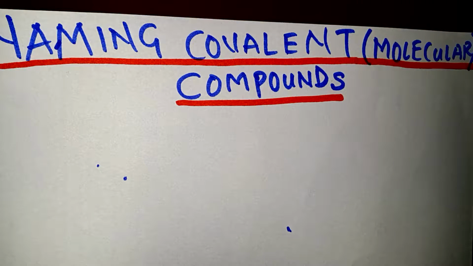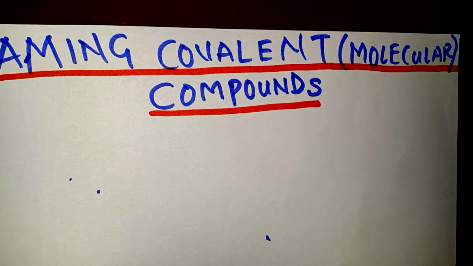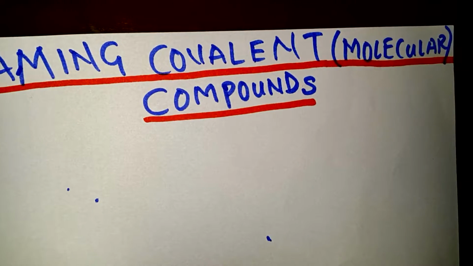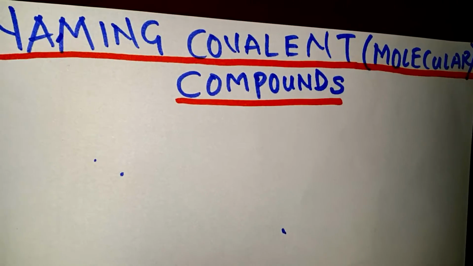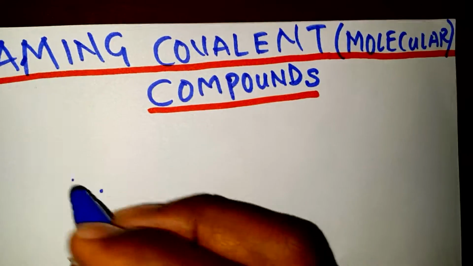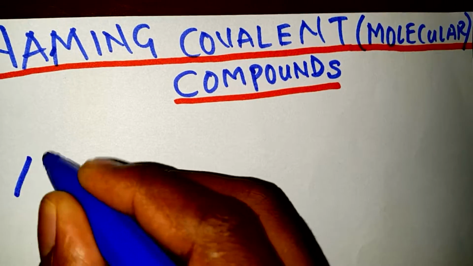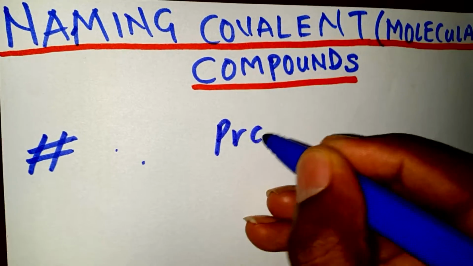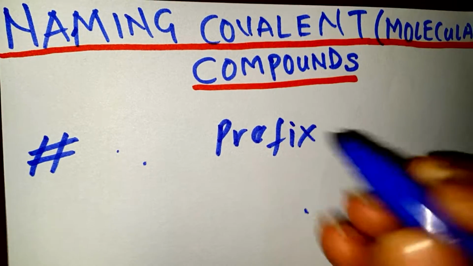Hello guys, we've started some topics in chemistry and we've solved some examples so far, and today we'll be naming some covalent compounds in chemistry. So let's get started. I'll talk about the prefix. What do I mean by that? Let's call this the numbers and the prefix.